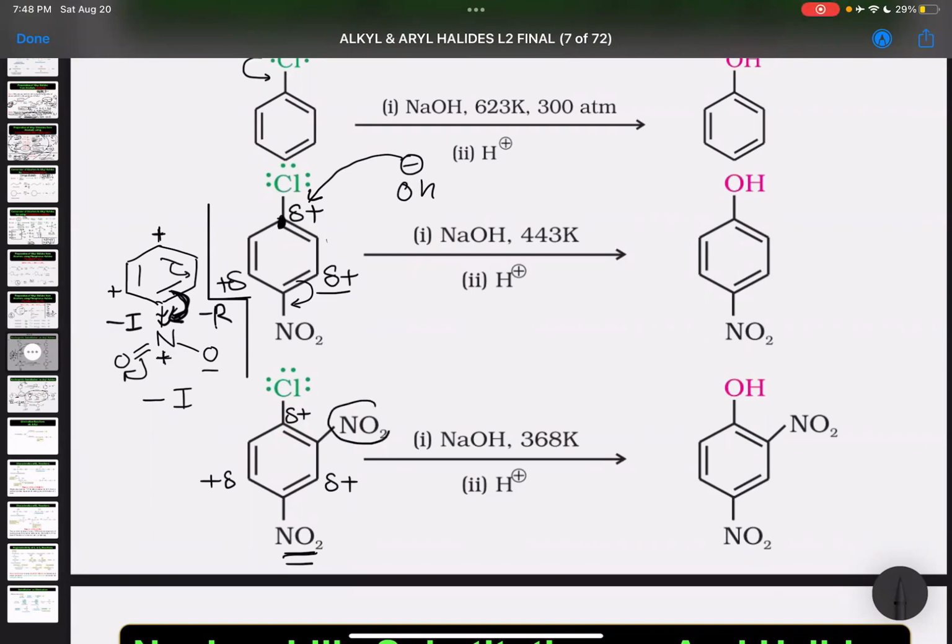So this NO2 is also there, so this will also pull the electron, and there will be one more plus charge due to the 2 NO2 groups. So look here, this carbon has acquired a very strong positive charge. Now OH can attack very quickly. Okay, clear?